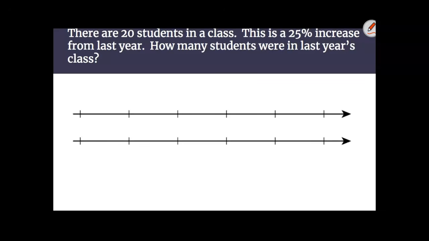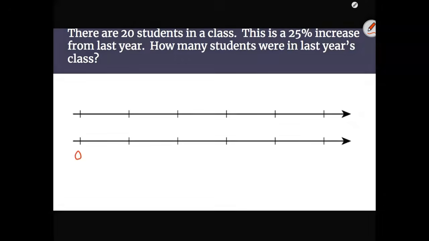So if I start filling out my double number line, it might be making a lot of sense to count by 25%. And after I get all the way up to 100%, I need to still keep going because I need to increase it by 25%. So I'm going to go all the way up to 125%. That 125%, that is what is represented with 20 students in the class.